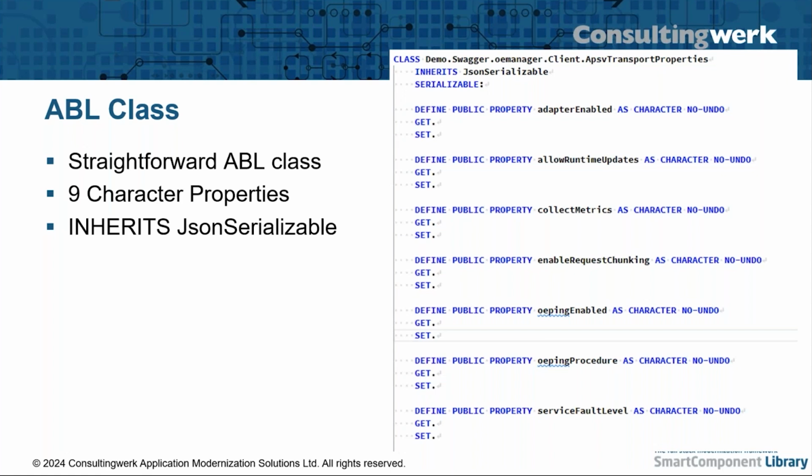That translates into an ABL class like this. So it's in whatever package, class APSV transport properties, that inherits from all JSON serializable and has ABL properties of the matching data types.